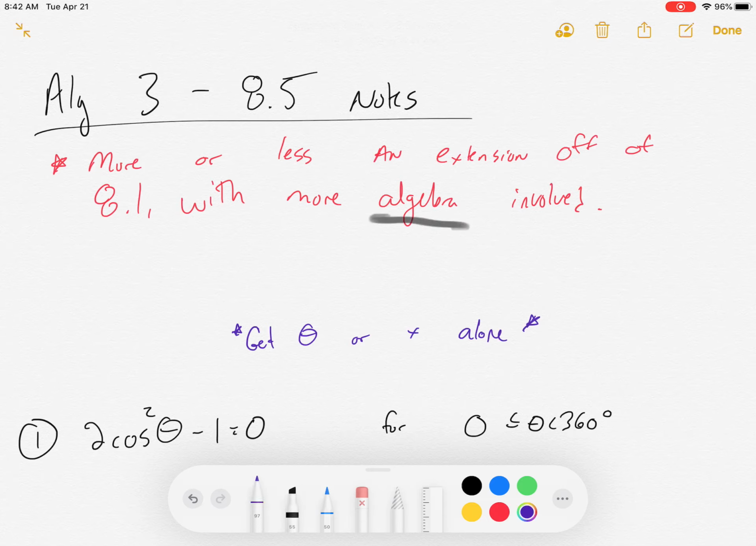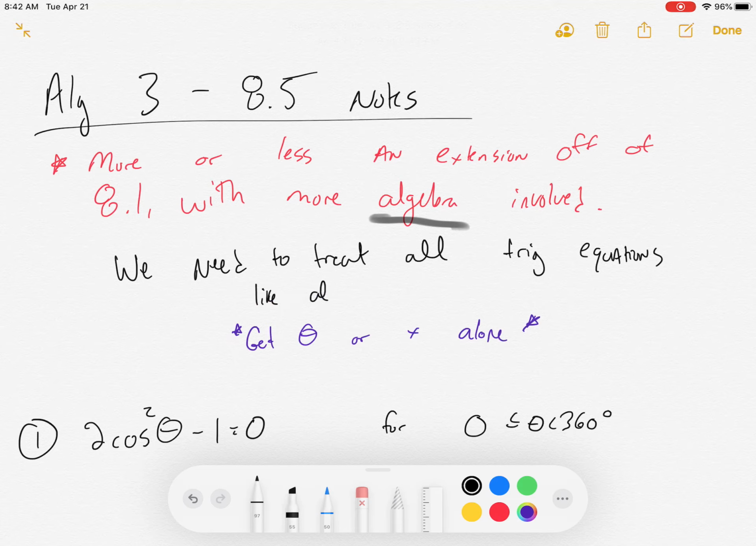Today is essentially an extension off of 8.1. That's why we took another day to review it, but it has more algebra involved. So the key there is that we need to treat all trig equations, and trig just means cosine, sine, tangent, all that good stuff, like algebraic equations. That's going to help us a lot. When we're stuck, just treat it like an algebraic equation.